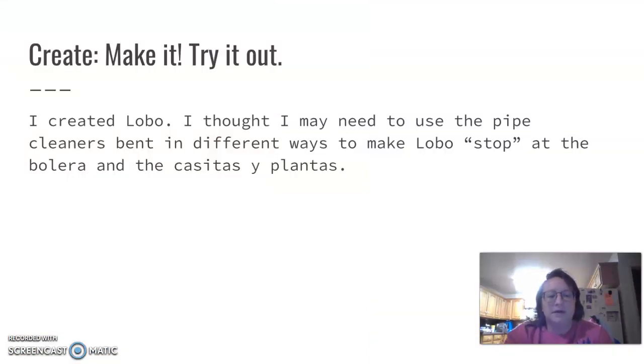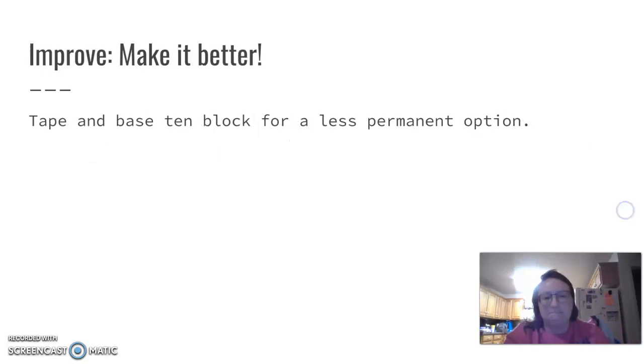When I was making it, I created him. I wanted to make him, quote, stop at different places. So those were the places he stopped. And to make it better, I think in my planning, I would have rather used something less permanent, like maybe base 10 blocks and tape, because that way they could move and alter their thought process and the designing process.